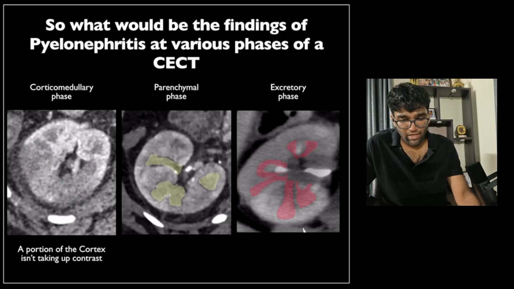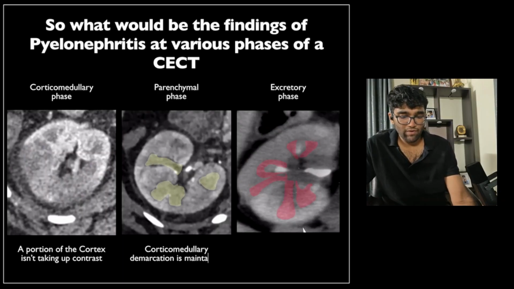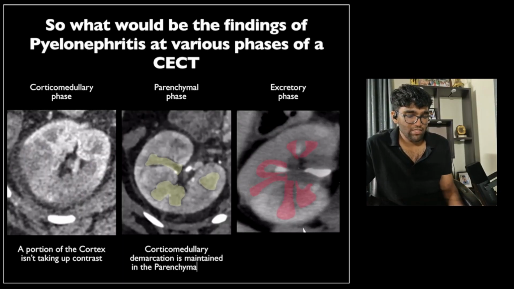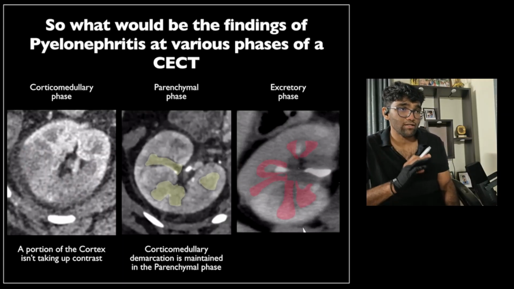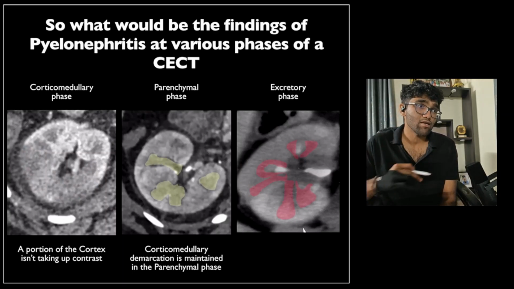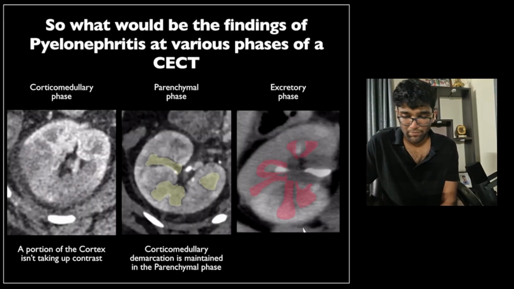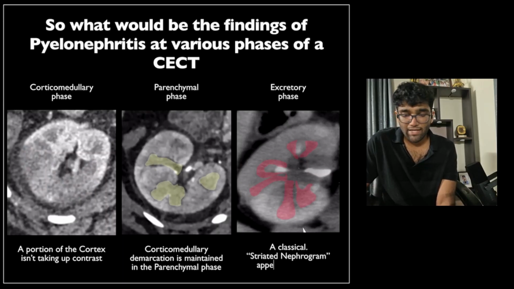Okay, then we have the parenchymal phase. So in the parenchymal phase, we find that the corticomedullary differentiation in the parenchyma is actually maintained for longer. Again, the transition from the corticomedullary phase to the parenchymal phase has been delayed. So normally when you expect the parenchymal phase, you still have a corticomedullary phase. Okay, and then in the excretory phase, we see a classic, quote unquote, striated nephrogram.